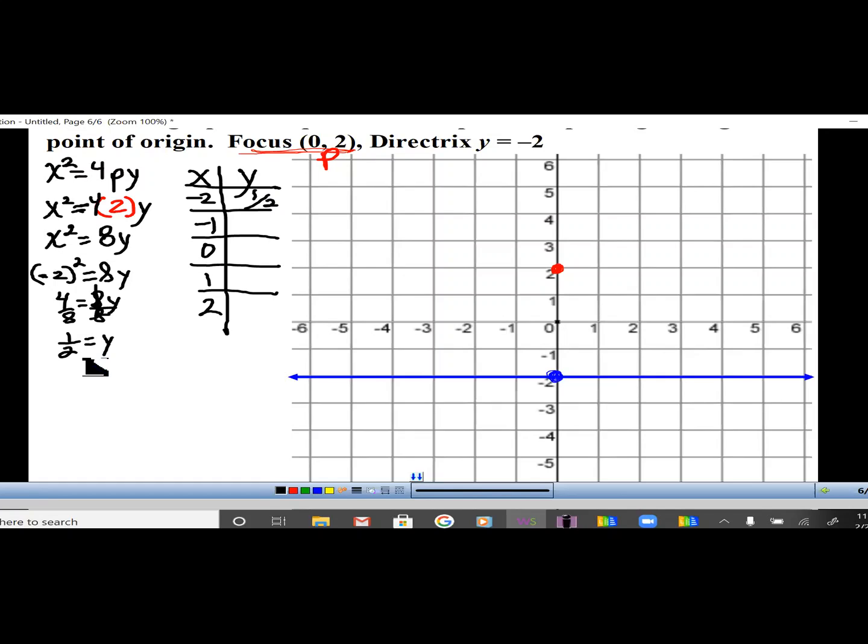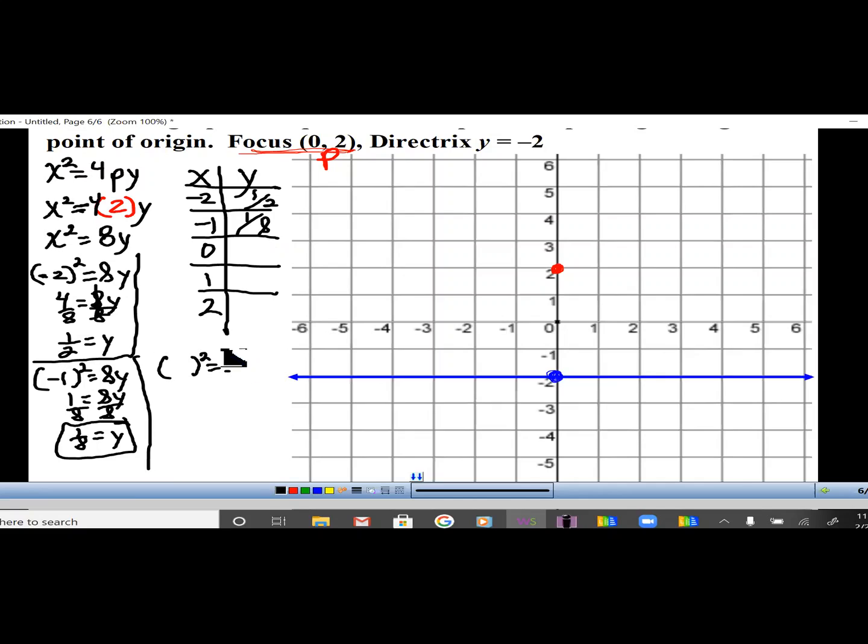I'm going to do the same for the next one. So that was -2. Now parentheses squared equals 8y. What's my next value? -1. What is -1 squared? 1 equals 8y, divided by 8. That gives us 1/8 equals y. So that goes right here, 1/8. Let me do one more. Parentheses squared equals 8y, and now the next value is 0. 0 equals 8y divided by 8, so 0 equals y, giving the point (0, 0).